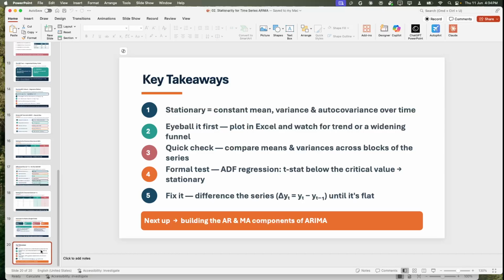Next session, we will discuss what autocorrelation is and what partial autocorrelation is.